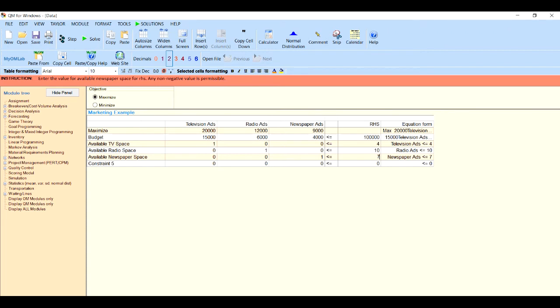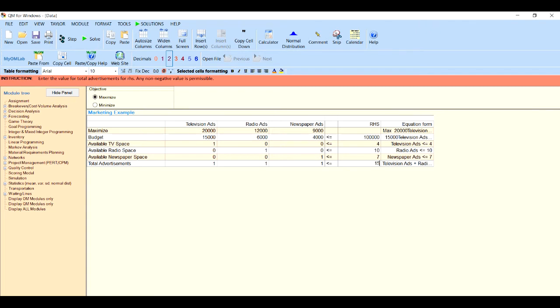We have one more constraint. That's total advertisements. And here we know the total, the advertising agency only has enough space for 15 total advertisements. So we indicate that by going 1, 1, 1, less than or equal to 15. If our total advertised television plus radio plus newspaper is more than 15, it doesn't work. That's what we've shown here.